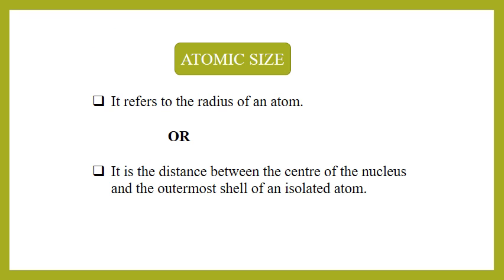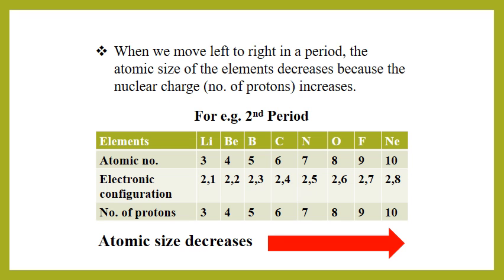Next we have atomic size. It refers to the radius of an atom, or we can say it is the distance between the center of the nucleus and the outermost shell of an isolated atom. This distance is called atomic size. When we move left to right in a period, the atomic size of the elements decreases but the nuclear charge, or the number of protons, increases.